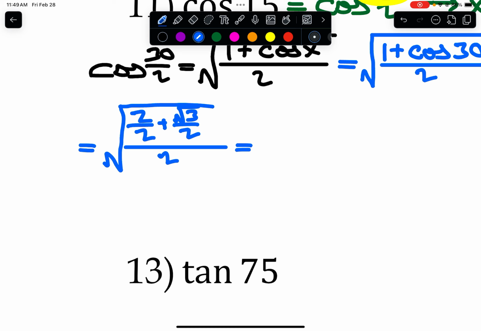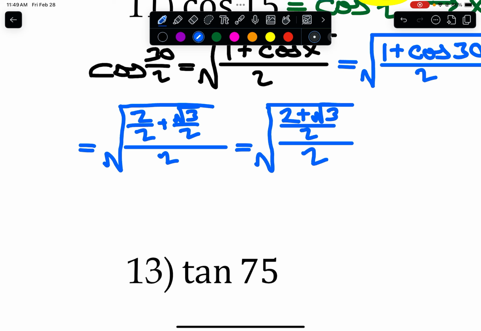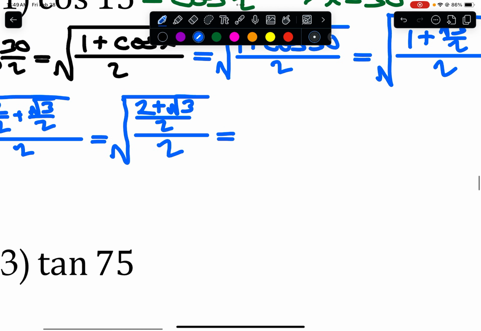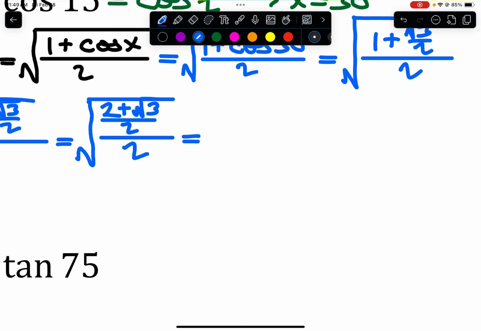Now that I have a common denominator, I can rewrite the numerator as 2 plus root 3, and that's going to be all over 2, and then divided by 2. Now I'm taking this step by step, so when you get more comfortable with these, you can start doing a couple steps in one. So the next part I'm going to do is rewrite, and I'm going to move that 2 to the bottom.